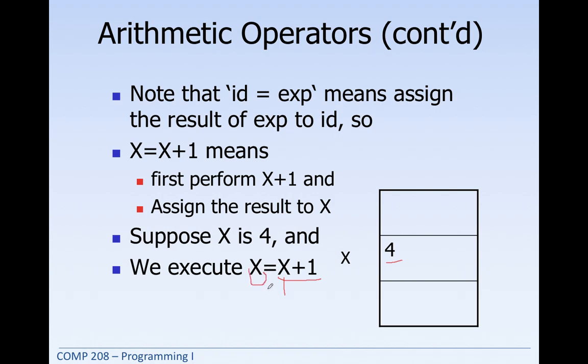And I told you this is the difference between mathematics and programming. Okay, the equal here is an assignment operator. X plus 1 is done first. 4 plus 1. The result is put in x, and now x will have the value of 5. Is this clear?